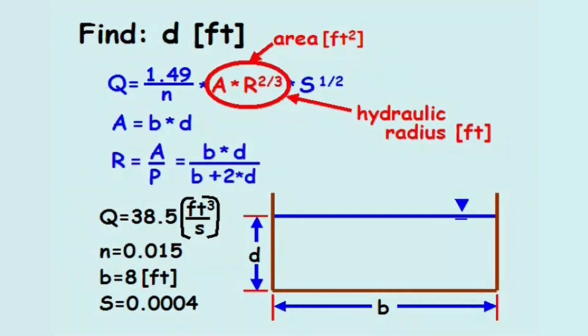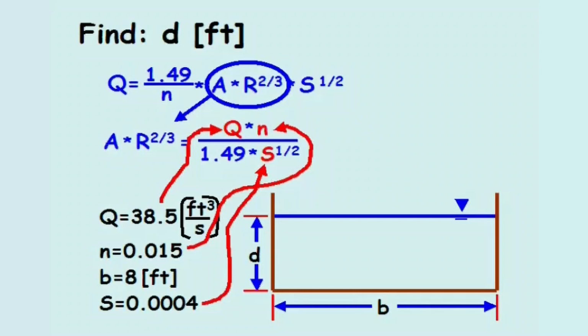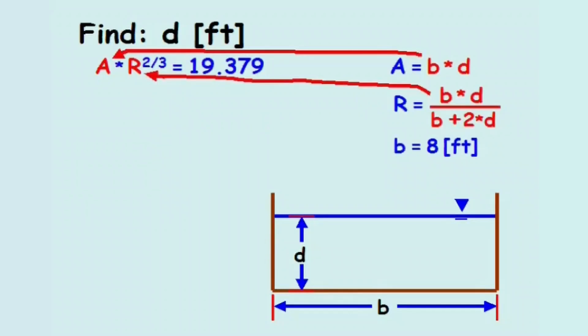Returning to Manning's equation, we'll isolate the area and hydraulic radius terms, which are now on the left side of the equation. Solving for the right-hand side of the equation, the given values for flow rate, roughness, and slope are substituted in. We drop the units and get 19.379. The area and hydraulic radius are rewritten in terms of the base width, b, and the water depth, d.